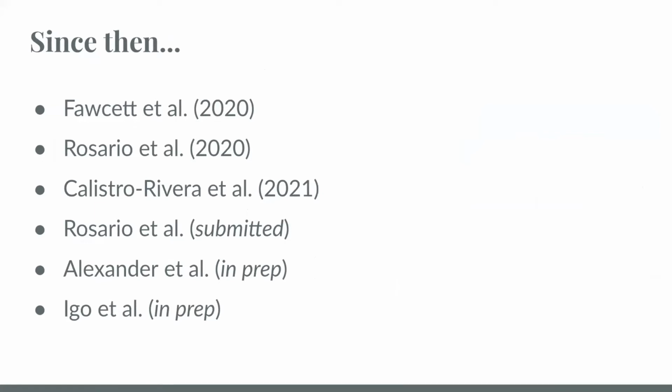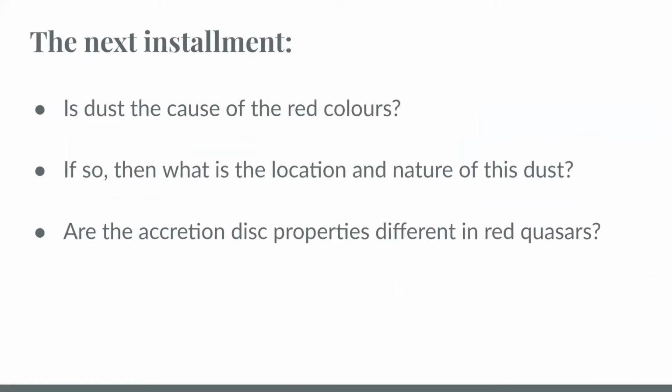But there's still questions there that remain. For example, is dust the cause of the red colors? If it is, then what's the location and the nature of this dust? And finally, are the accretion disk properties different in red quasars? Because this could be one of the driving factors for the reason why we see the difference in the radio. So this is what I hope to answer in my latest project, which is using an Xshooter sample of red and blue quasars.